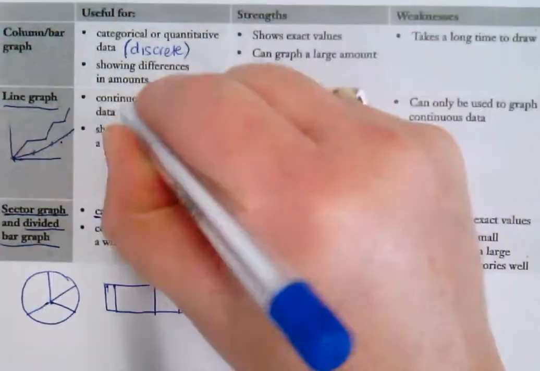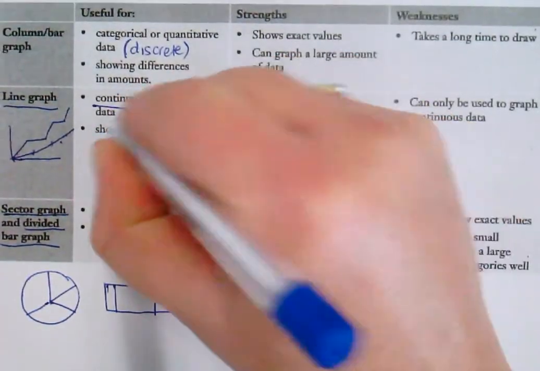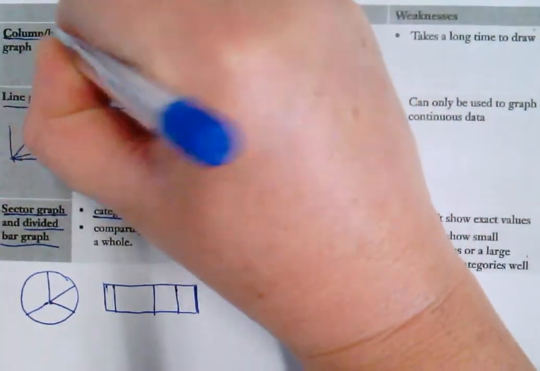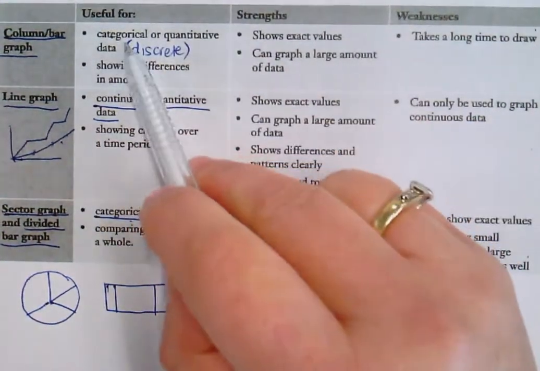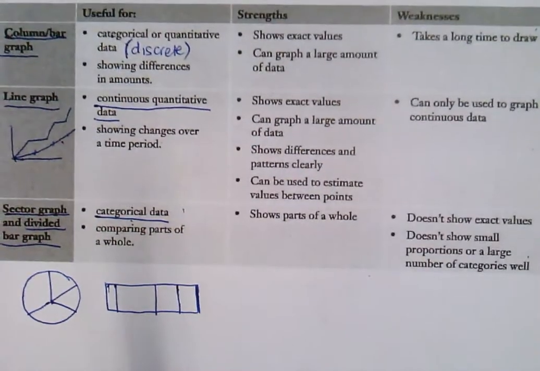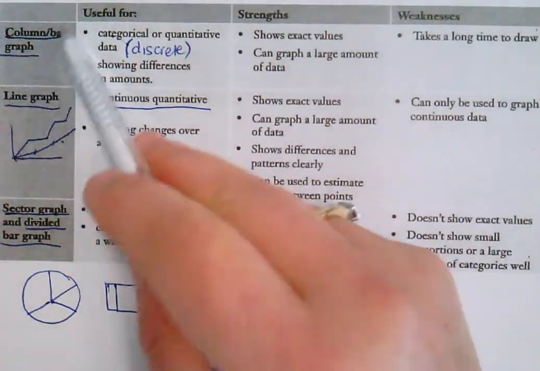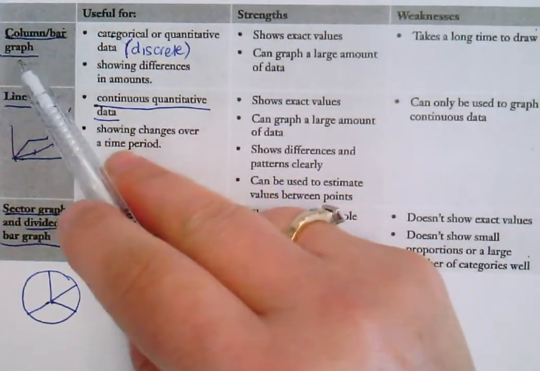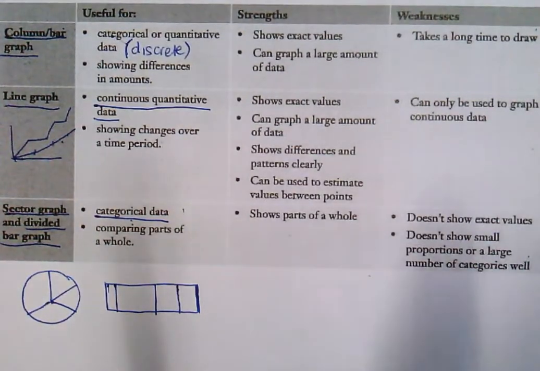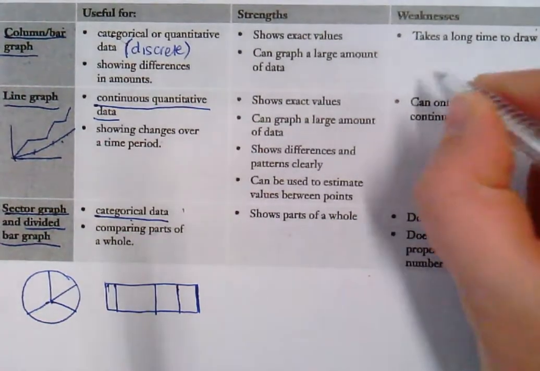A line graph has to be continuous quantitative data, which is numerical data, things that can be measured, and column or bar graphs can be used for categorical or quantitative, but discrete quantitative numbers, like how many mobile phones are in the house. That would be an example of something you could put in a column graph. How many siblings do you have? So that could be in a column graph.